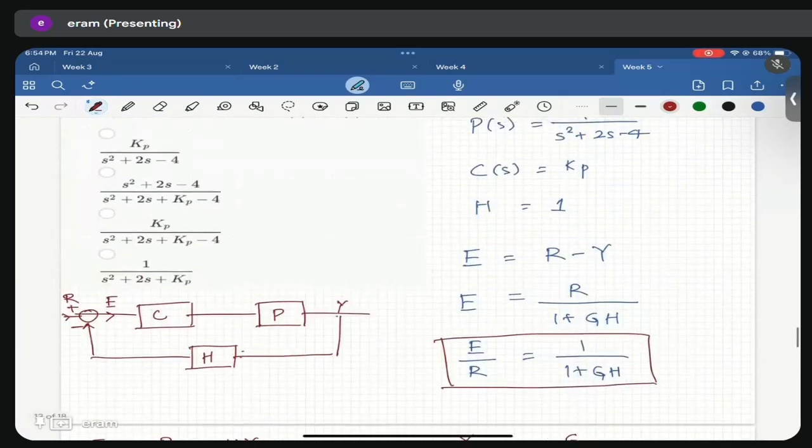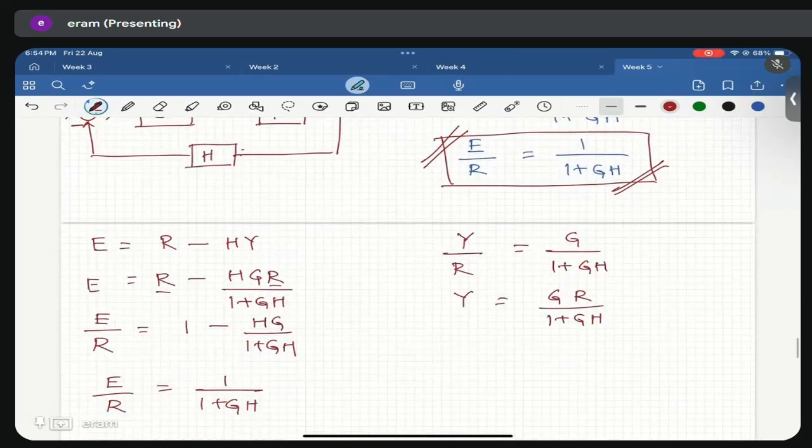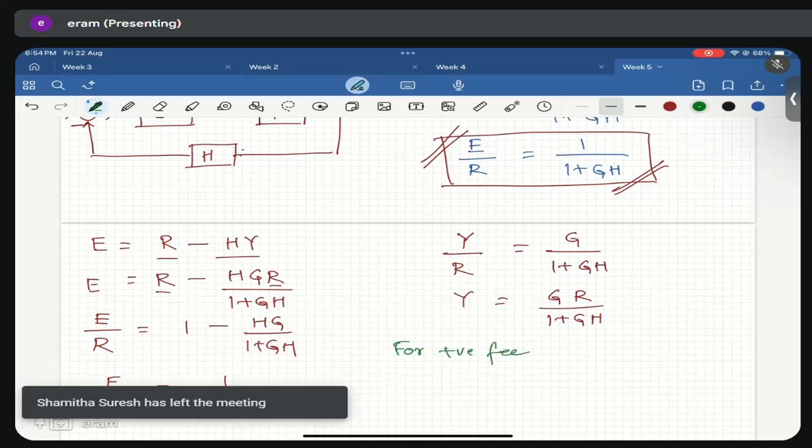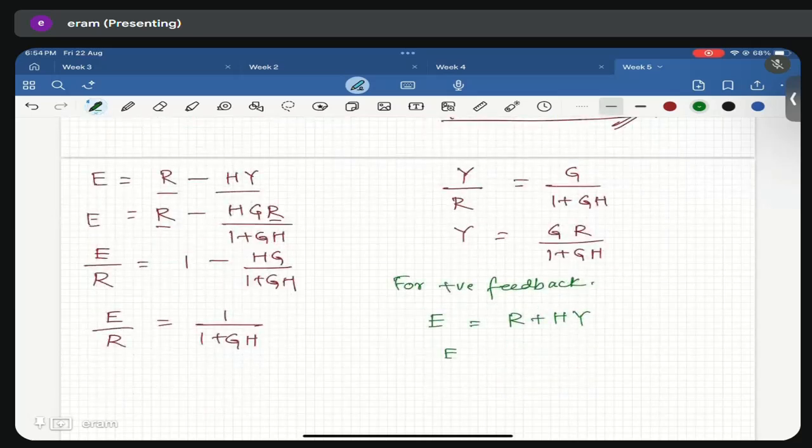And please keep in mind that this E by R ratio is only for negative feedback. If there is positive feedback, then we cannot define E as R minus Hy. Sometimes the question is given like this and we just put this formula and calculate, but be careful in such types of questions. For positive feedback, E will be R plus Hy. Then you can analyze what E by R can be.